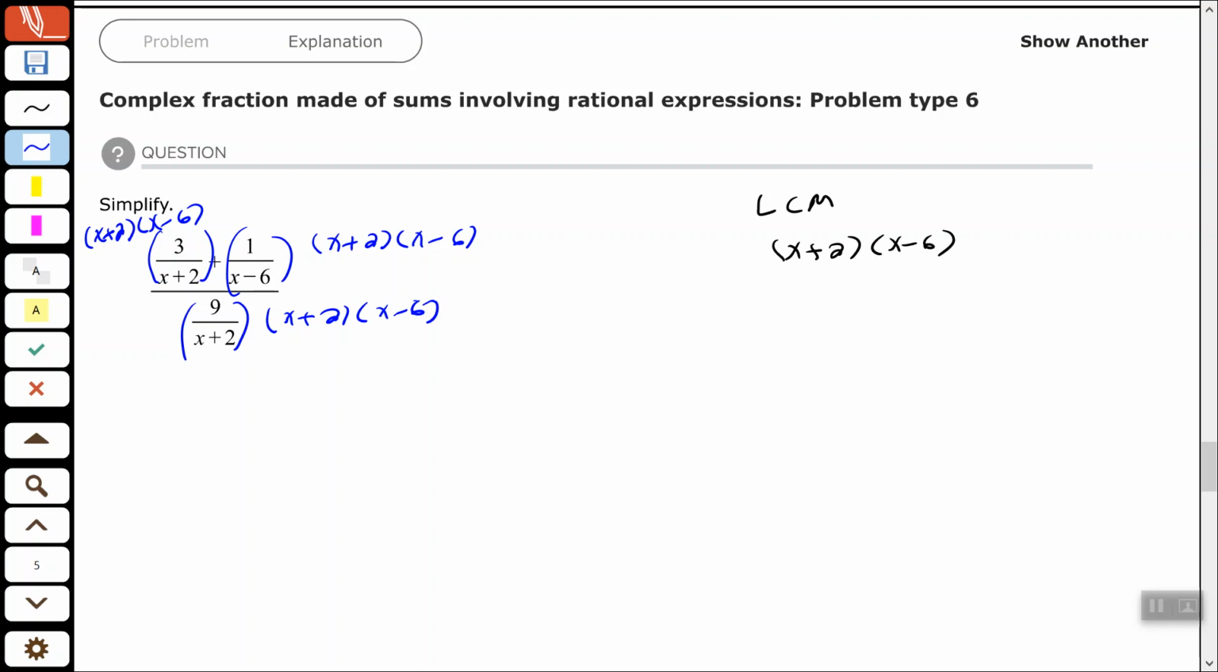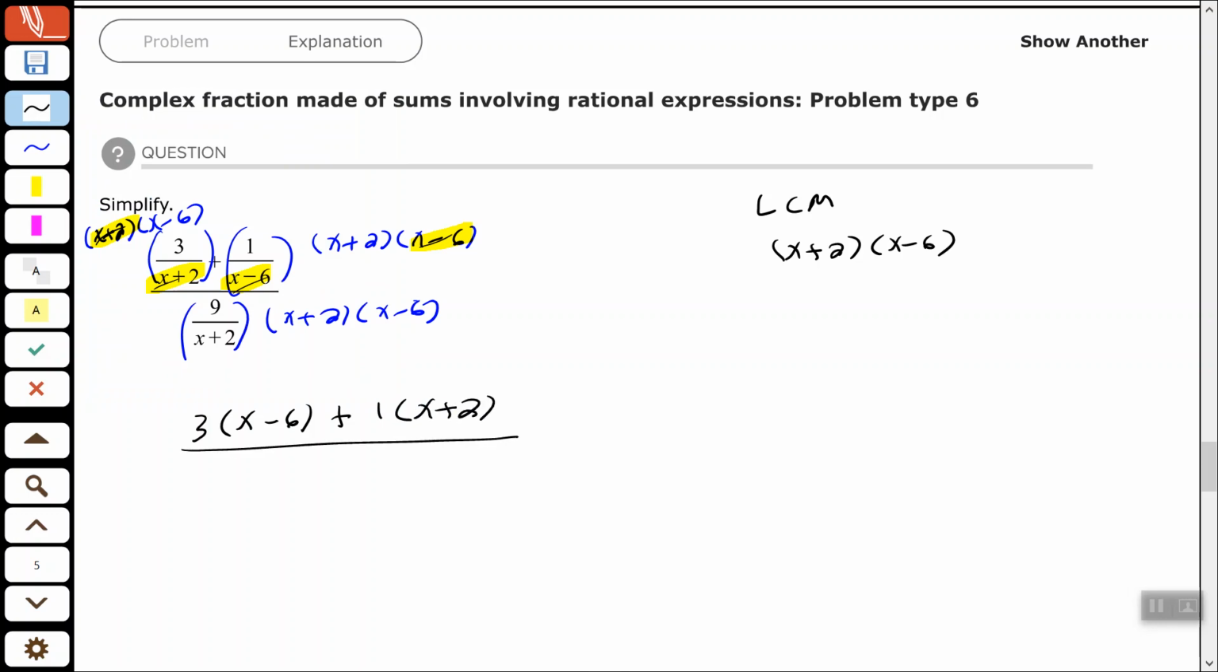So I multiply the top and the bottom by x plus 2 times x minus 6. So I want to see what I can simplify and then go from there. So with the first fraction here, we can simplify the x plus 2's. They cancel each other out. So I'm left with 3 times x minus 6. And then plus, in the second fraction in my numerator, I can simplify the x minus 6's. They cancel each other out. Okay, so that leaves me with 1 times x plus 2.